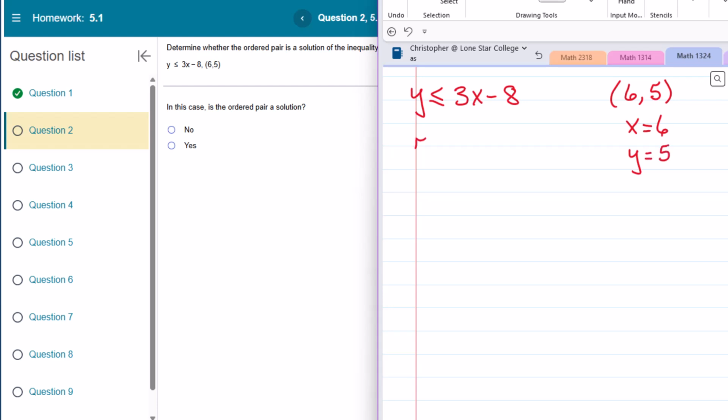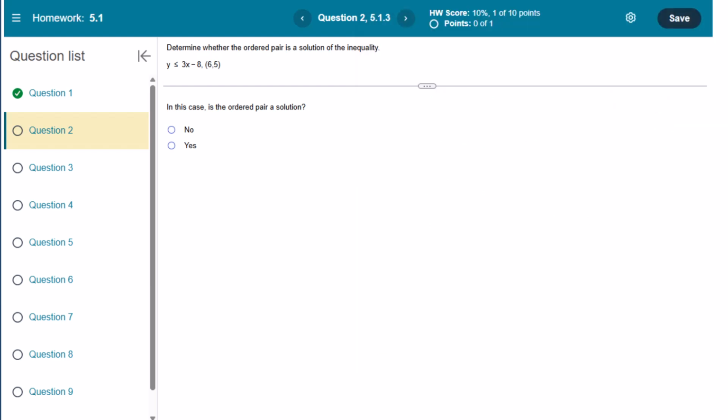Let's see, 5, is that less than or equal to 3 times 6 minus 8? So is 5 less than or equal to 18 minus 8? Well, 18 minus 8 is 10. Is 5 smaller than 10? Yes, that is true. All right, so we come back over here. Does it work? And the answer is yes. And we check that.